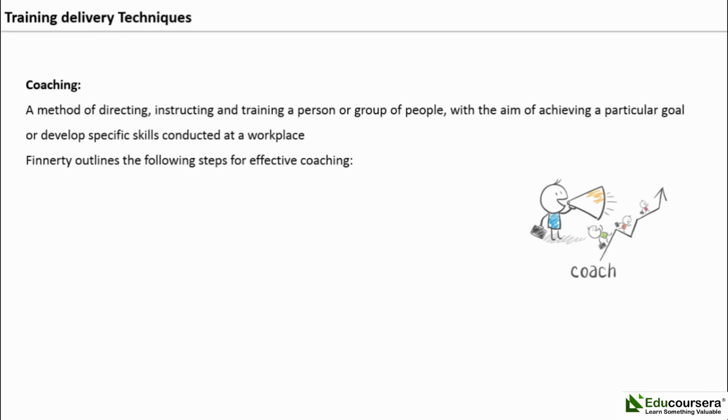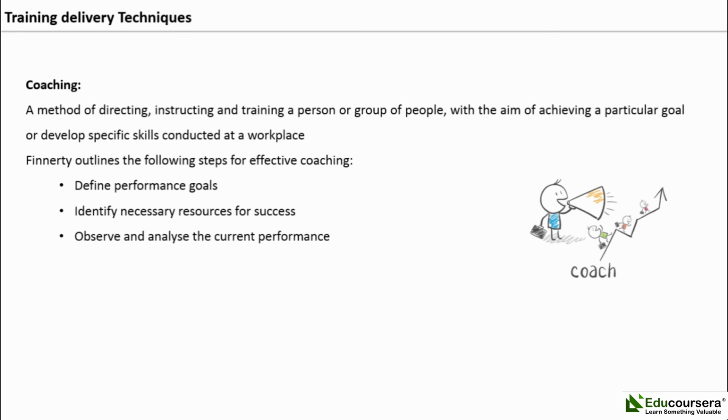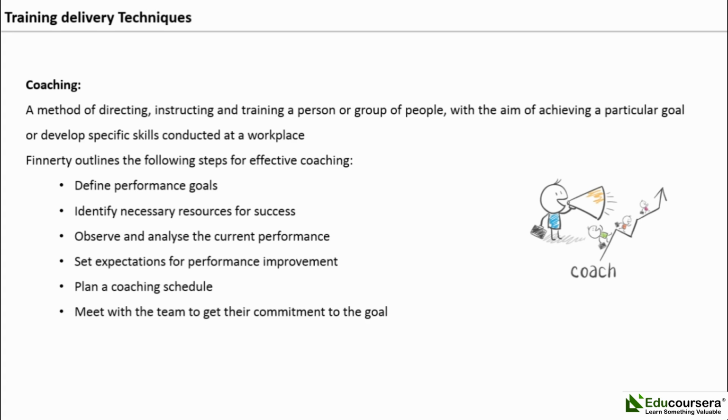Finnerty outlines the following steps for effective coaching. Define performance goals. Identify necessary resources for success. Observe and analyze the current performance. Set expectations for performance improvement. Plan a coaching schedule. Meet with the team to get their commitment to the goal. Give feedback on practice and performance. Follow up to maintain goals.